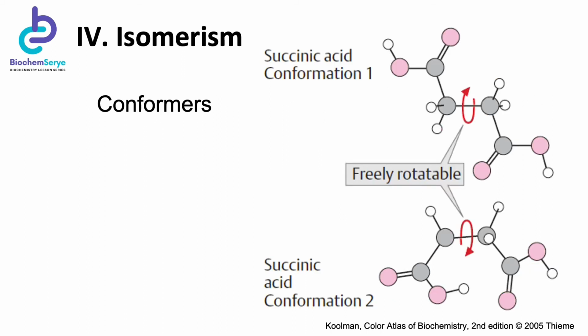Molecular forms that arise as a result of rotation around freely rotatable bonds are known as conformers. Even small molecules can have different conformations in solution. In the two conformations of succinic acid illustrated here, the atoms are arranged in a similar way to fumaric acid and maleic acid. Both forms are possible, although conformation 1 is more favorable due to the greater distance between the COOH groups and therefore occurs more frequently.